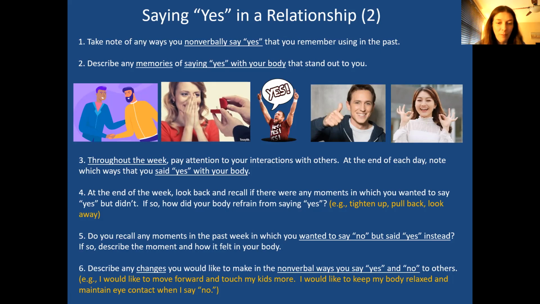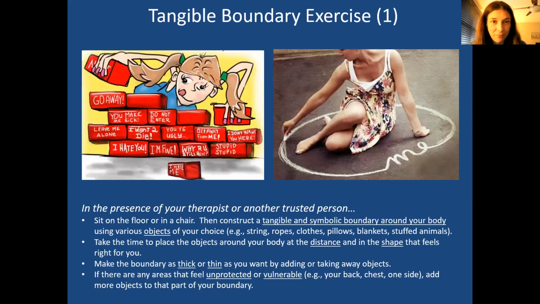Okay, now, based on those examples, and maybe some other things you're thinking of, describe any changes you would like to make in the nonverbal ways you say yes and no to others. Are there nonverbals that you would like to add to your repertoire to strengthen your yes and to strengthen your no? The examples I gave in the book are, I'd like to move forward and touch my kids more appropriately. I would like to keep my body relaxed and maintain eye contact when I say no. But think of what applies to you. How would you like to strengthen your yes and no with other kinds of body language?